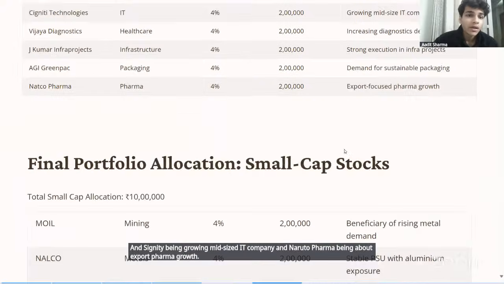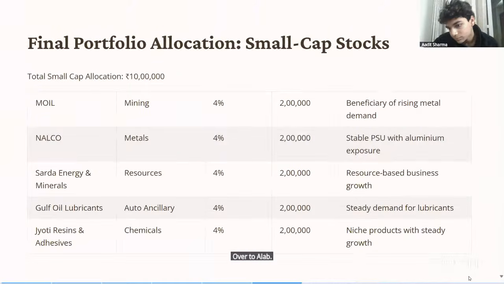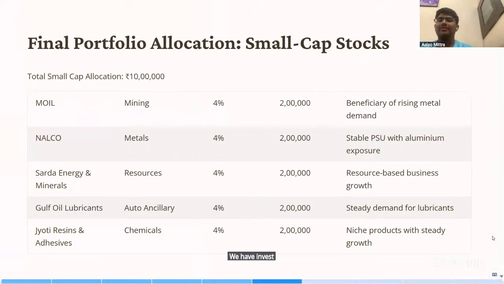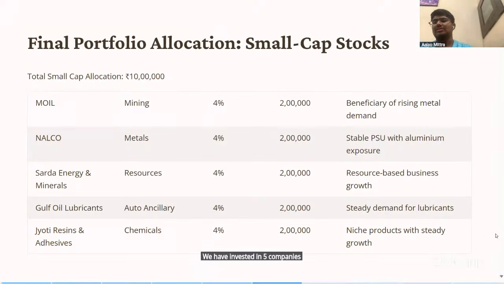Over to Alap. We have invested in 5 companies with 2 lakhs each in small cap stocks like Moil, Sarda Energy and Minerals, Jyoti Resins and Adhesives to name a few, with the sectors of mining, metals, resources, and ancillary chemicals.